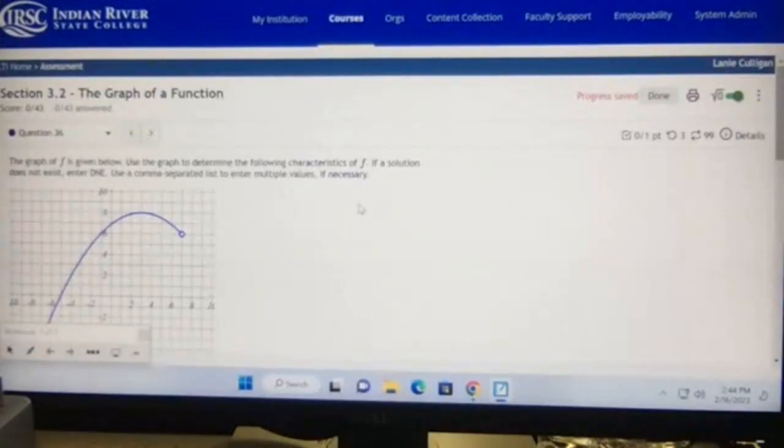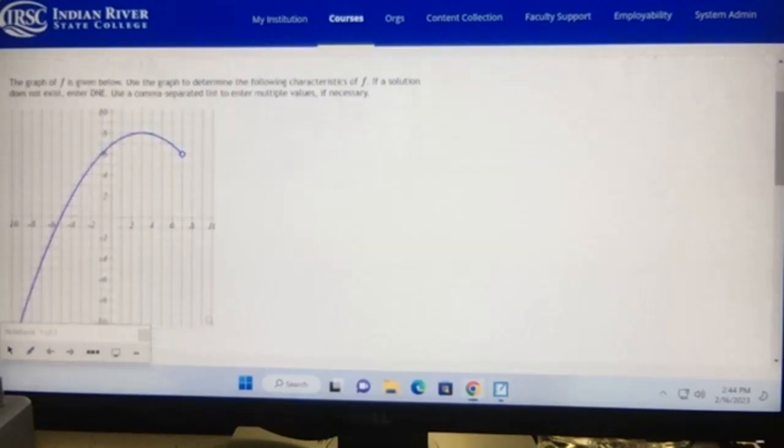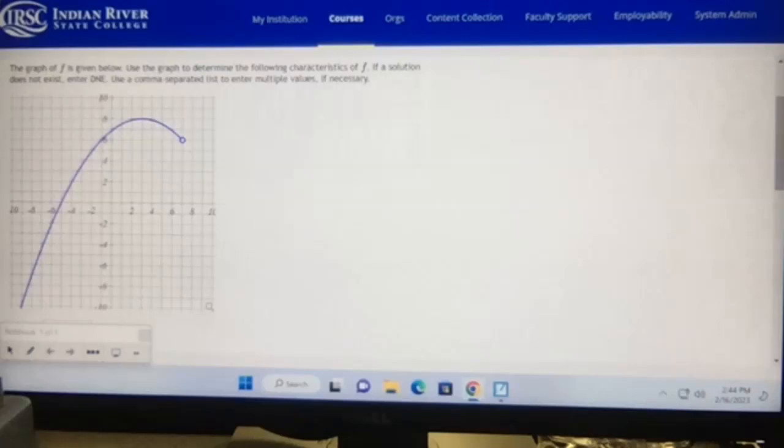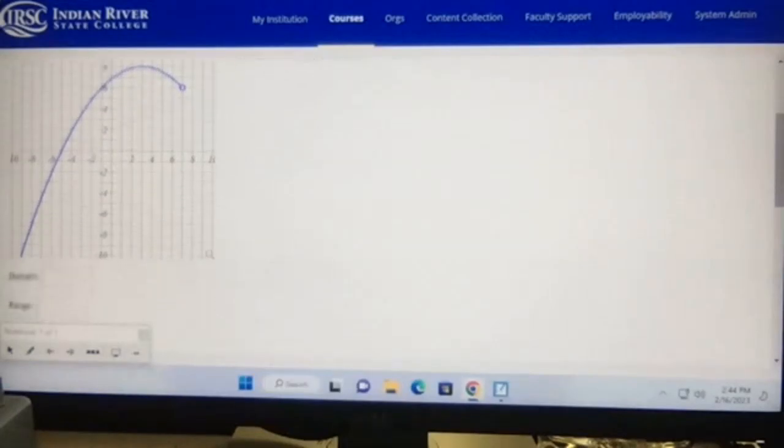All right, guys, so I had a couple of requests for a video on this problem. It's section 3.2, question number 36. And it says the graph of f is given below. Use the graph to determine the following characteristics of f. If a solution does not exist, enter DNE. Use a comma-separated list to enter multiple values if needed.